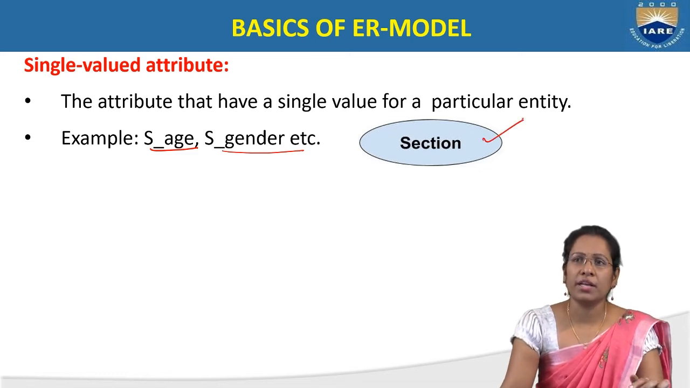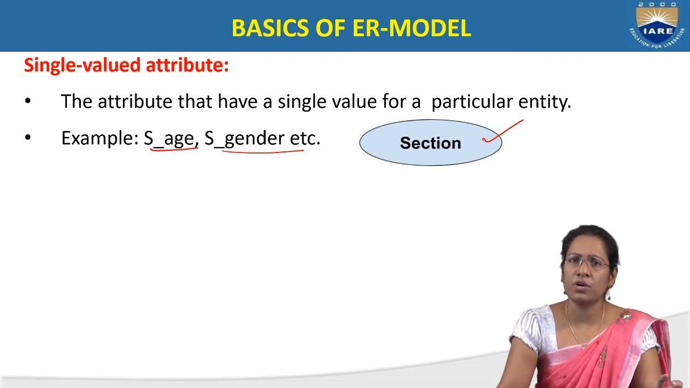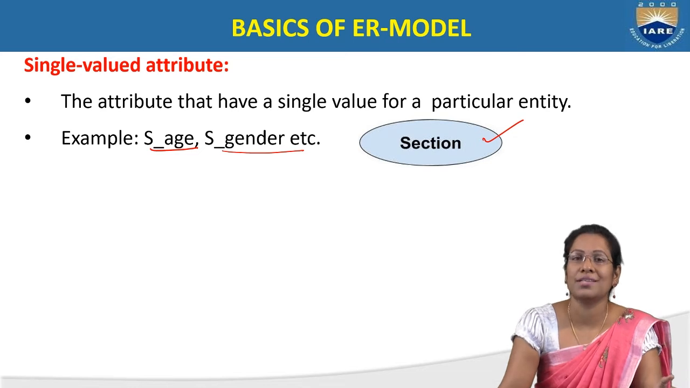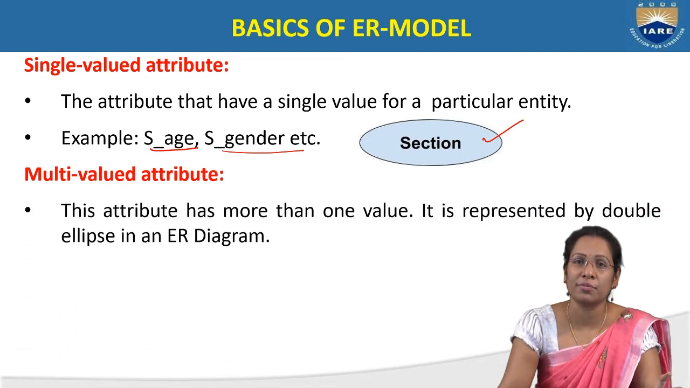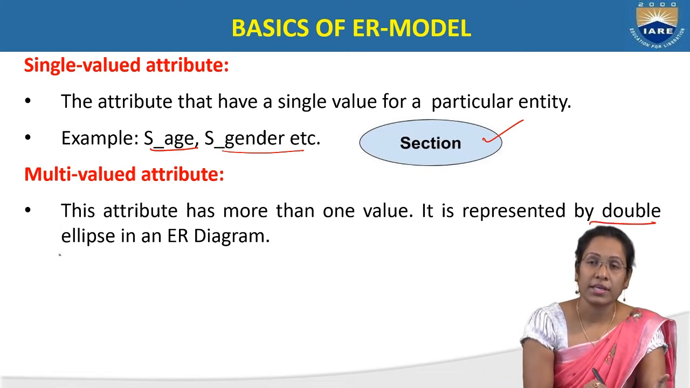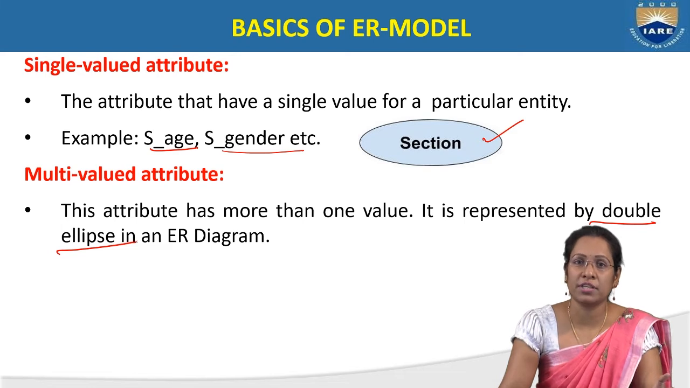Here we can consider section is also a single valued attribute, because a student can study only a single section at a time, not two or more. So section also comes under the single valued attribute. Next one, multi-valued attribute. Exactly opposite to the single valued, if an attribute contains multiple values, it is called a multi-valued attribute. It is represented by the double ellipse in the ER diagram.